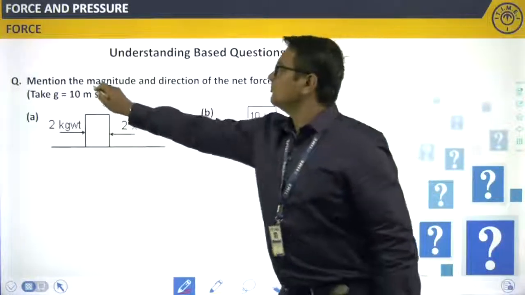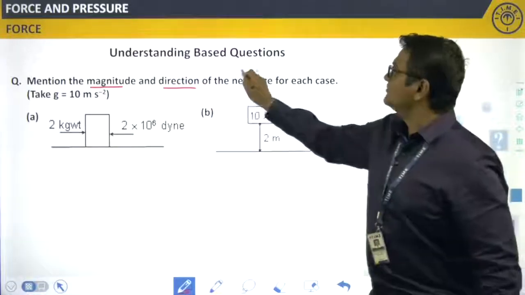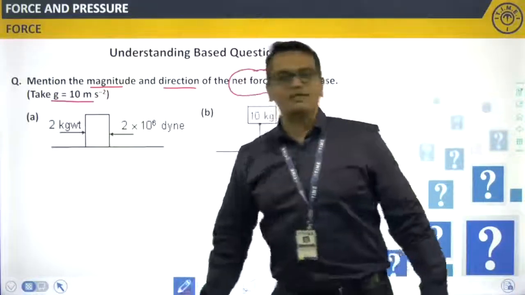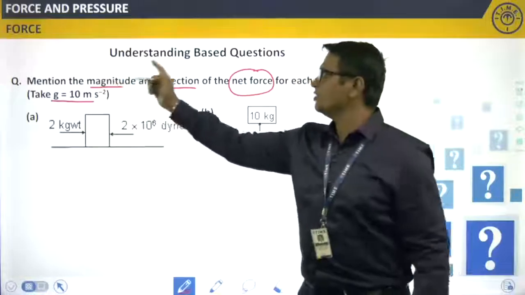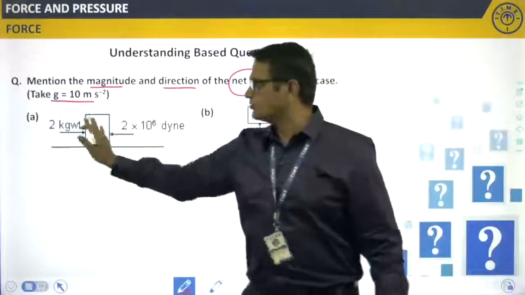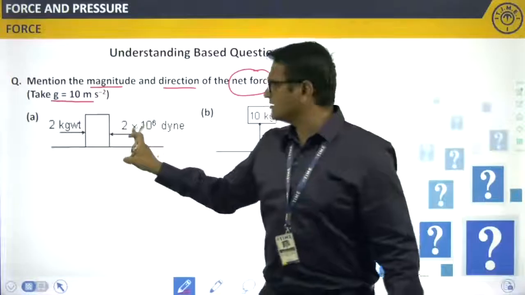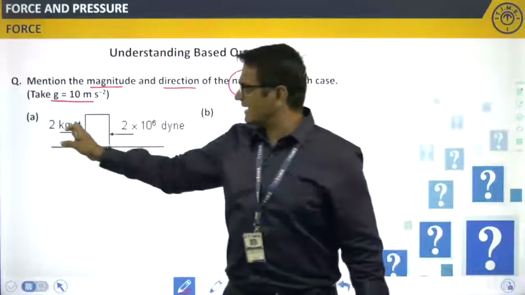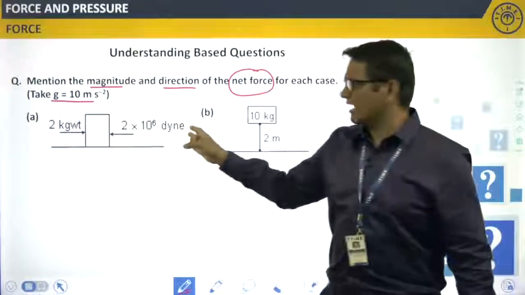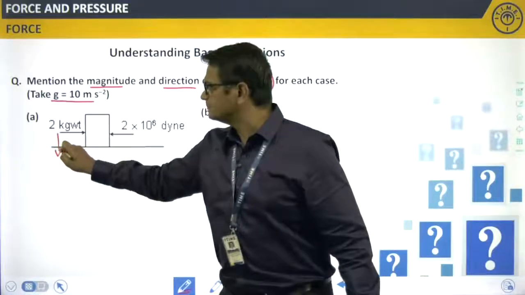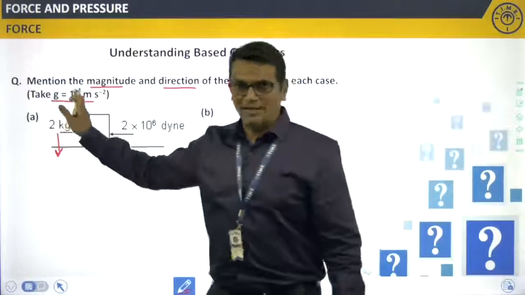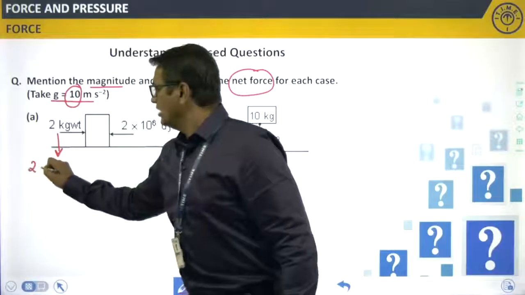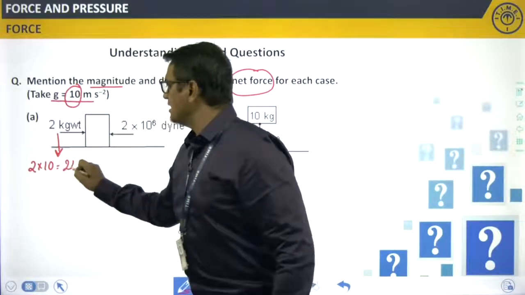Mention the magnitude and the direction of the net force for each of the following cases. Take acceleration due to gravity as 10 meters per second square. So I have to mention the magnitude as well as the direction of the net force. Now here there are two forces acting. One is 2 kg weight and the other is 2 into 10 raised to 6 dyne, right? Both are in different units. One is in kgf, or kg weight, and the other is in dyne. So let me convert this into Newton. How do I convert kg weight into Newton? Multiply it with the acceleration due to gravity. So I get 2 into 10, that is 20 Newton.